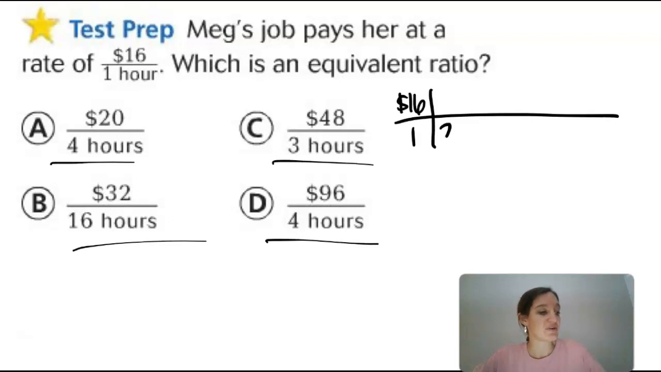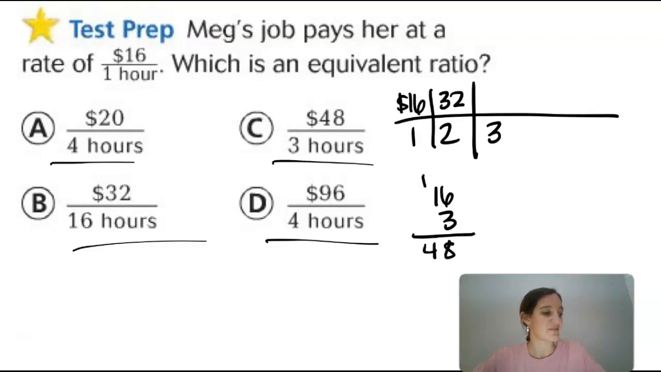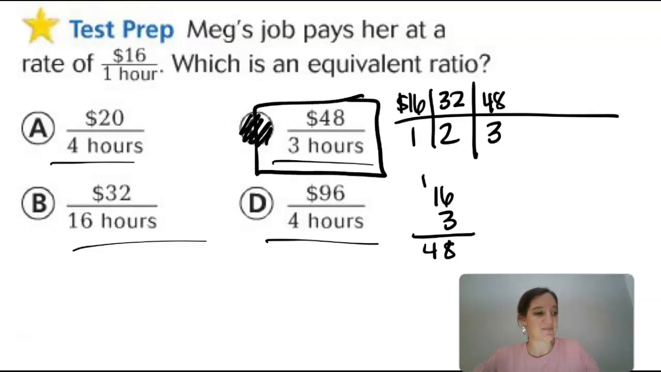So after 2 hours, it'd be 32. 3 would be 16 times 3, which is 48. Ooh, look at that. I think I found it. $48 in 3 hours. It's definitely not this one, right? That would be, for after 4 hours, it's got to be more than 48, huh?